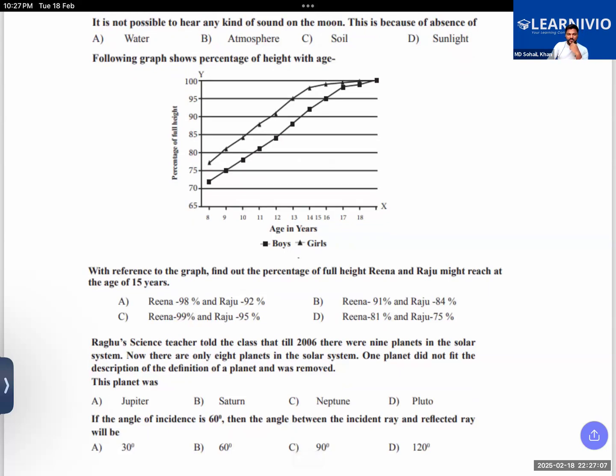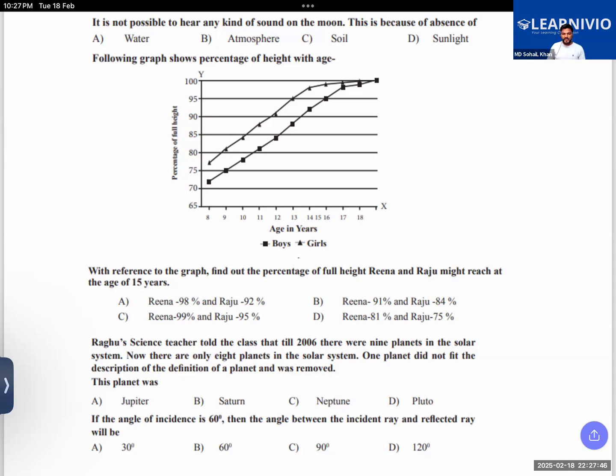Now tell me, we had learned about the formula also, like how you can calculate the full height in centimeter if the present height is known. What is the formula? If the present height is known, the percentage of full height attained at that age is also known. So how do you calculate the full height of that child? Full height in centimeter equals present height in centimeter divided by the percentage of height at that age, multiplied by 100, isn't it?